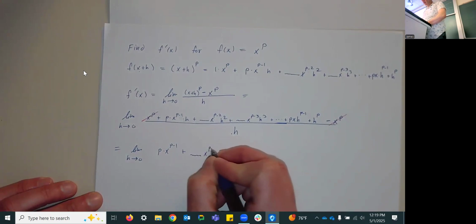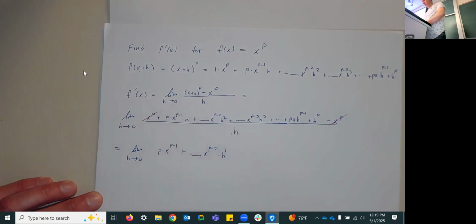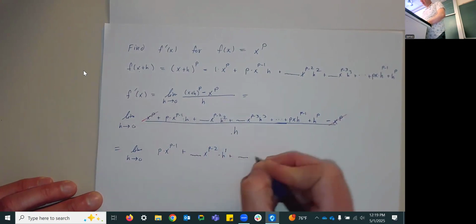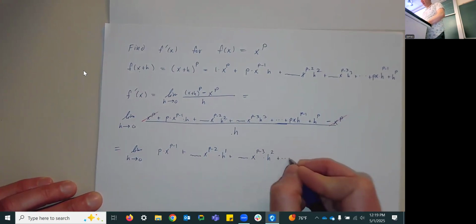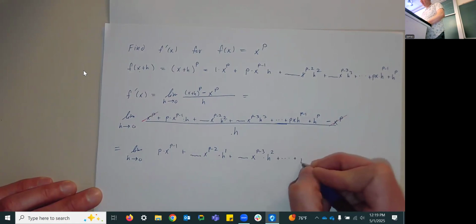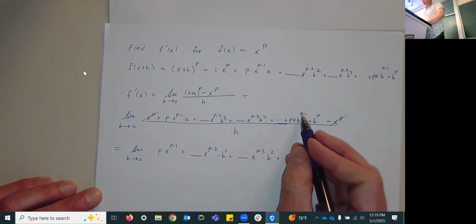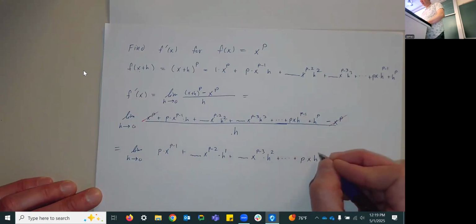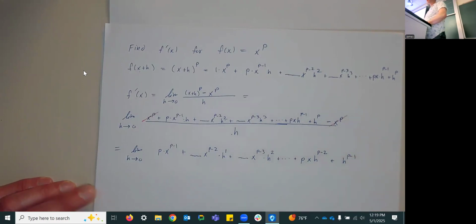and then something times x to the p minus 2 times h to the first, since h squared divided by h is h to the first, plus something times x to the p minus 3 times h squared, plus all the way to the last couple terms, we're going to have p times x times h to the, well, we subtract 1 from the power, p minus 1 is p minus 2. And finally, the very last term, h to the p minus 1.